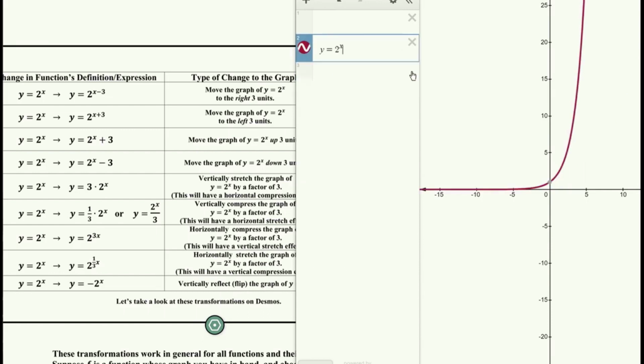Finally, we'll take a look at the reflection. That's when we just look at y equals, we just multiply it by -1, so it becomes -2 to the x. And see, that one just flips it vertically. So that's called a reflection. All right, those are the various types of transformation you can apply to the exponential function.